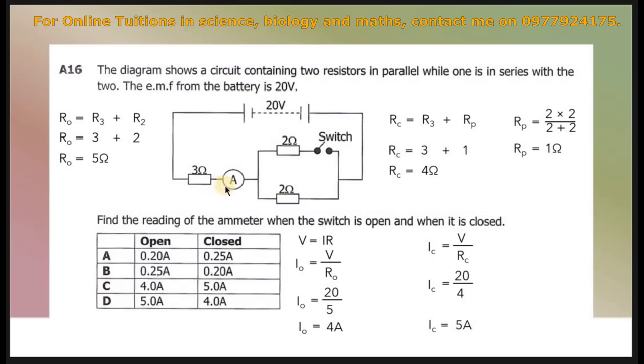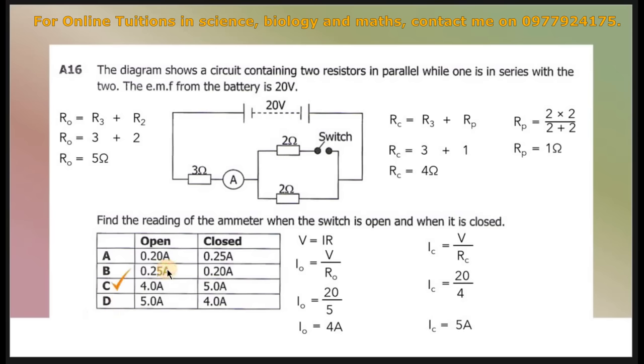So here it will read 4 when it is open, and when it is closed, it will read 5. So the current will be the same that passes there. Open, we need to have 4 here. Closed, 5 here. So the answer is C.